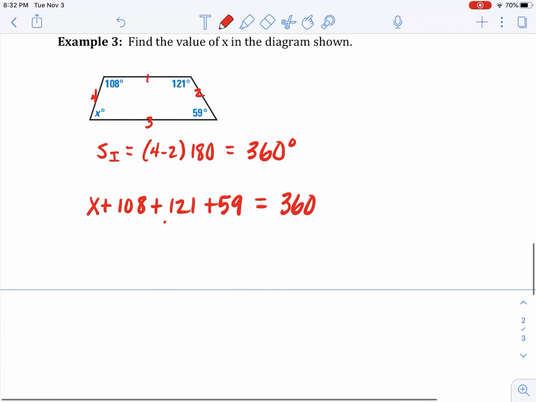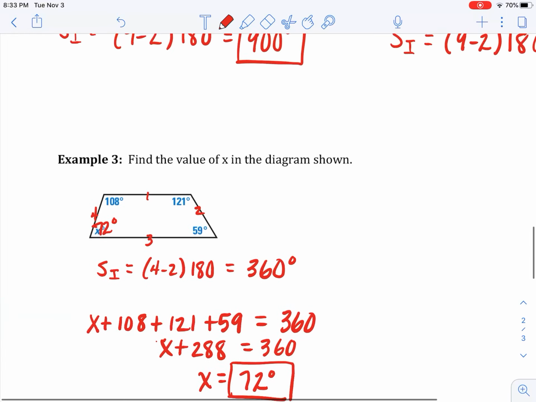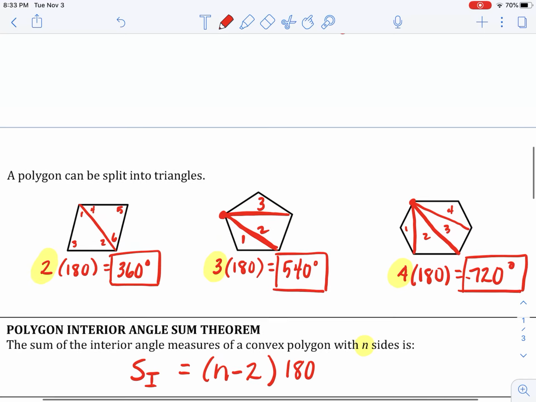All right, if we add up those numbers, we get x plus 288 equals 360. And if you subtract 288 off of both sides, that missing angle is 72 degrees. So over here, you're going to get 72 degrees. And if you add up all of those numbers, you will get 360 because we know that those numbers should add to 360. All right, so that's the lesson for today.